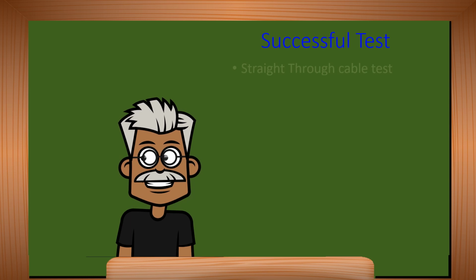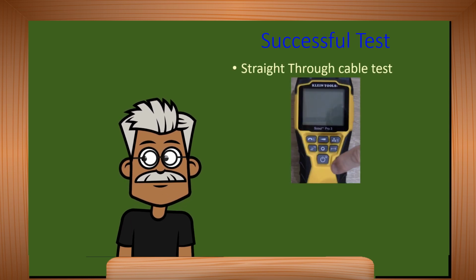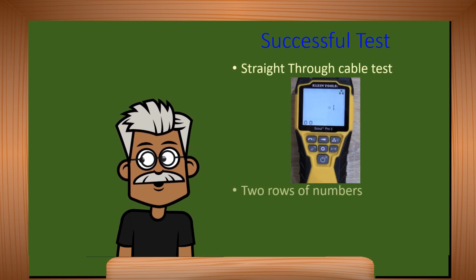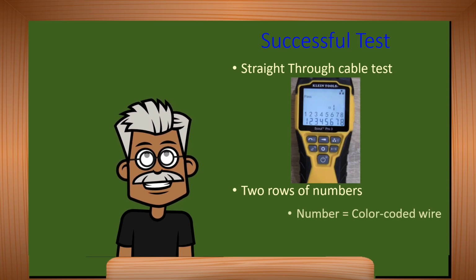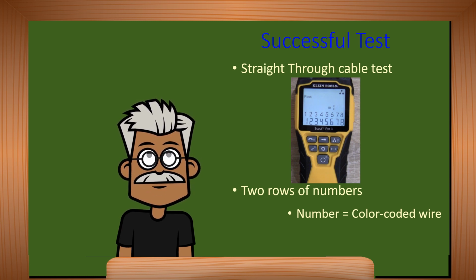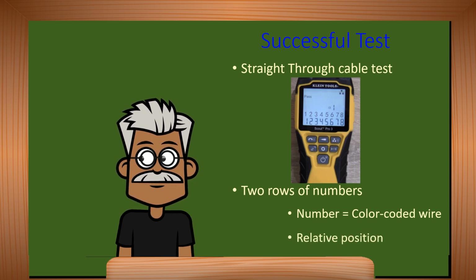Here we see a video of a successful straight-through cable test. Note that there are 2 rows of numbers. Each number represents a wire in the T568A or B sequence. Cable testers like this one do not identify which standard is used. They only identify the relative position of the wire on both ends.